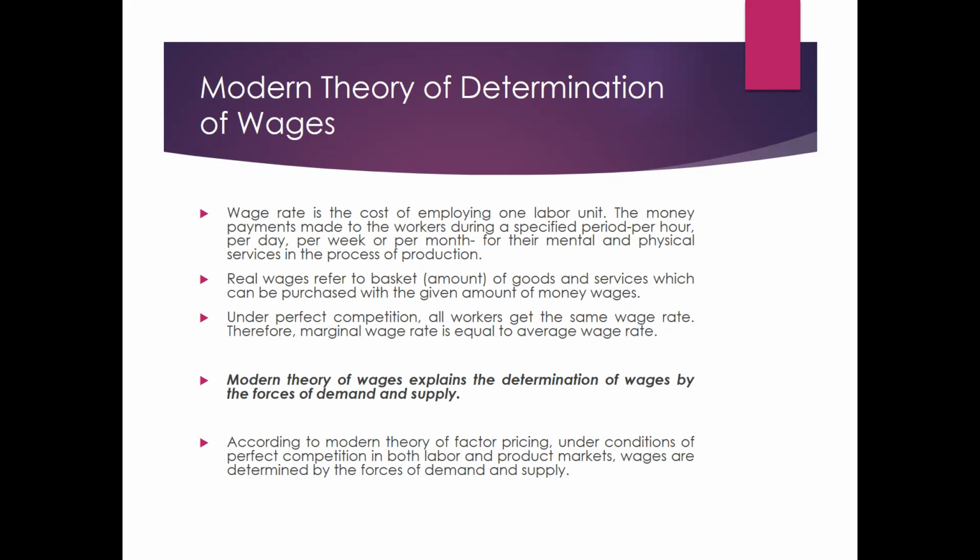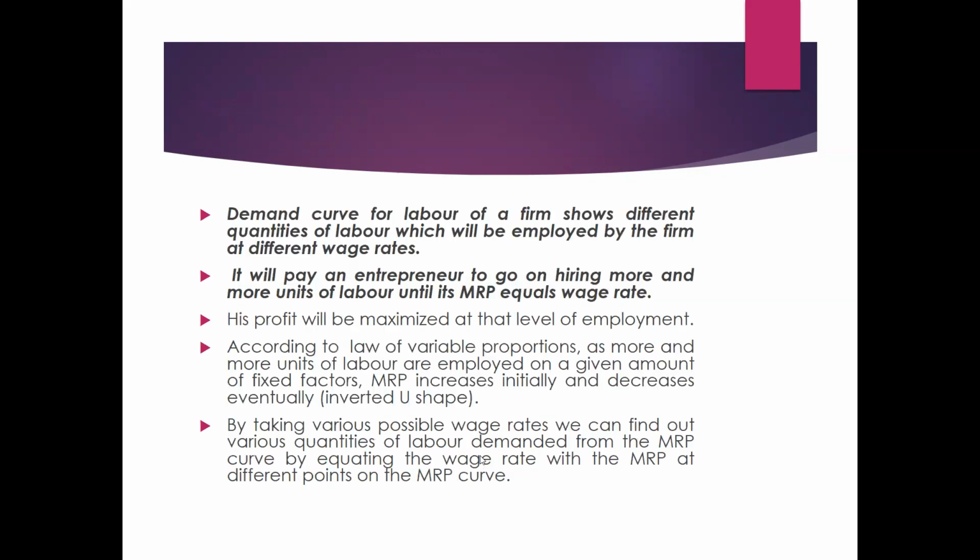The modern theory of wages explains the determination of wages by the forces of demand and supply. This theory believes we can decide the wage rate where demand and supply are in equilibrium, right? So whatever the wage is at that particular equilibrium point, those are the wages. Next, according to the modern theory of factor pricing, under conditions of perfect competition in both labor and product markets, wages are determined by the forces of demand and supply, as we said.